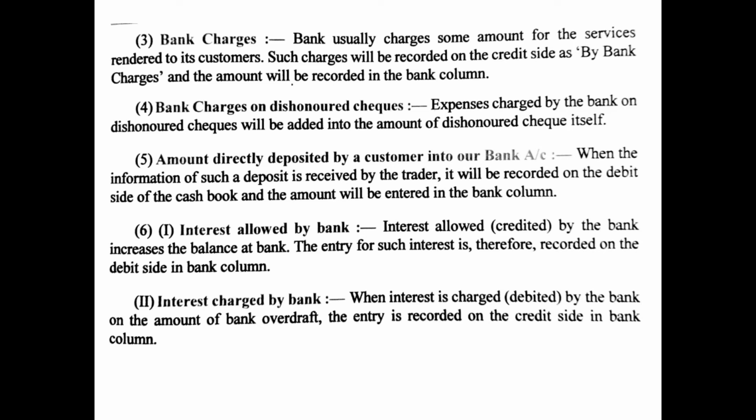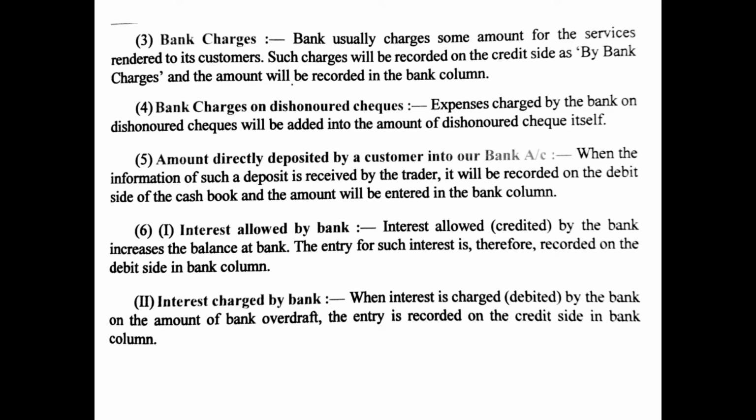Point number 5, amount directly deposited by a customer into a bank. When we do not receive the check, rather the customer directly deposits the amount in a bank account, it will increase the balance of the bank, and obviously it is a receipt, therefore it will be posted on the debit side. In particulars, we'll write the name of the customer or the depositor, and the amount will be written in the bank column. As you can see, when the information of such a deposit is received by the trader, it will be recorded on the debit side of the cash book, and the amount will be entered in the bank column.